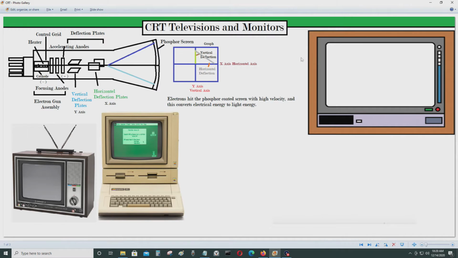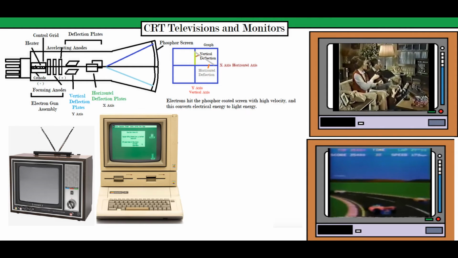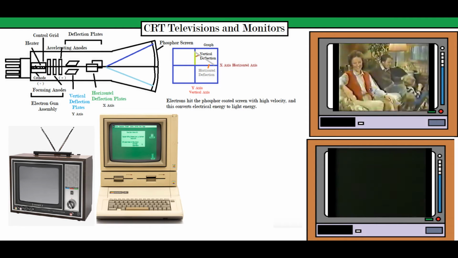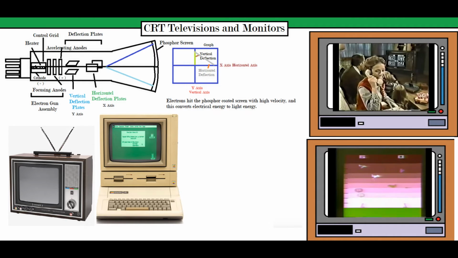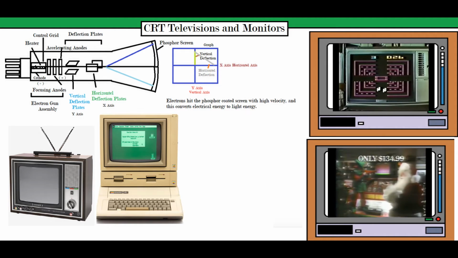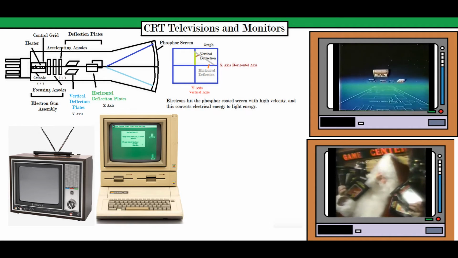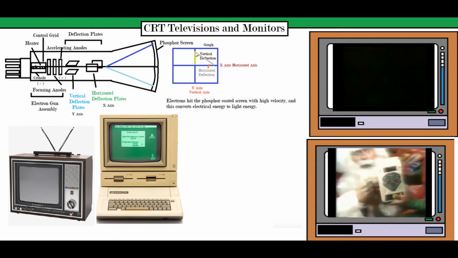So now I'll be talking about CRT screens and why they're still good for various applications. Okay, now I'll be talking about why CRT monitors and televisions are better for retro gaming. It's better because a CRT monitor was formatted for retro gaming, and the aspect ratio is about 4:3 for CRT televisions.